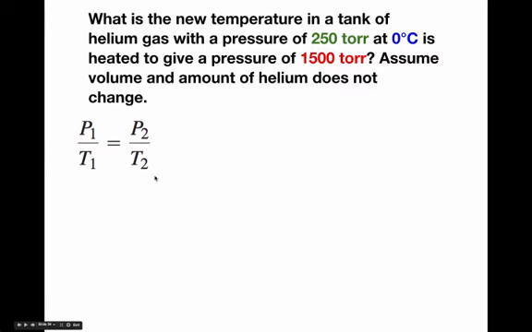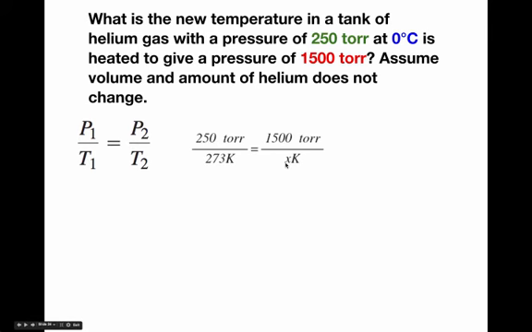So we need the formula for Gay-Lussac's law. It's this: P1 divided by T1 is equal to P2 divided by T2. And basically we just plug in the relevant pieces of information into the formula. If we do that, we get 250 torr on top. We have to convert 0 degrees Celsius to Kelvin. That turns out to be 273 Kelvin, is equal to the new pressure, 1500 torr, times X Kelvin. And so if we want to figure out the new temperature, it's X Kelvin here.